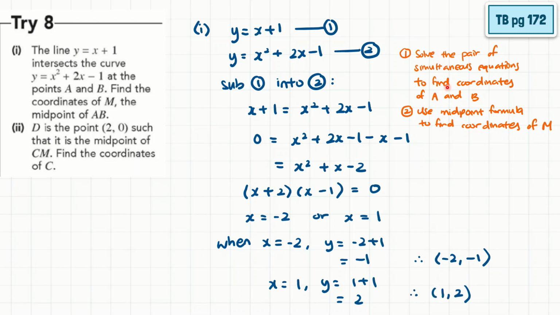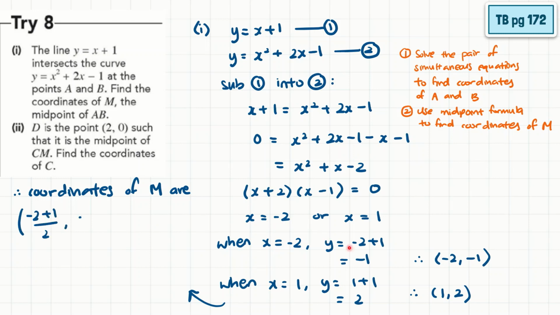So I have actually already done step 1. I have solved the simultaneous equations, and I have found my coordinates of A and B. The reason for me to find the coordinates of A and B was for us to find the coordinates of M by using our midpoint formula. So using our midpoint formula, I will be able to get the coordinates of M: taking negative 2 plus 1 divided by 2, and negative 1 plus 2 divided by 2 for its y coordinate. And that simplifies for us to be negative half and half.